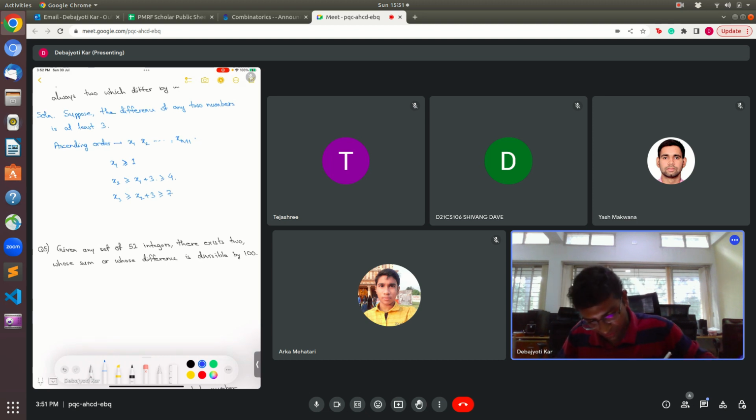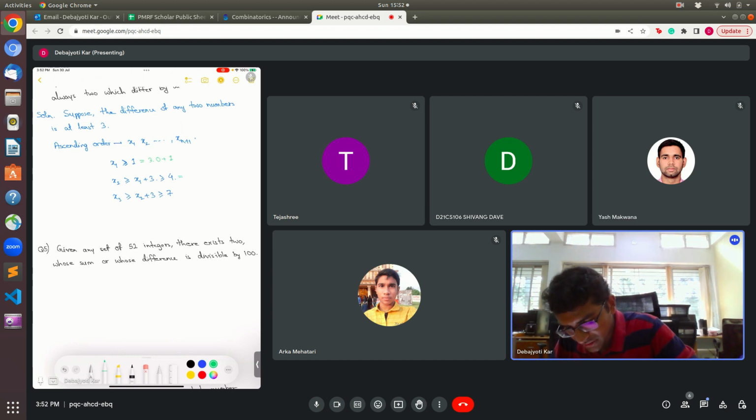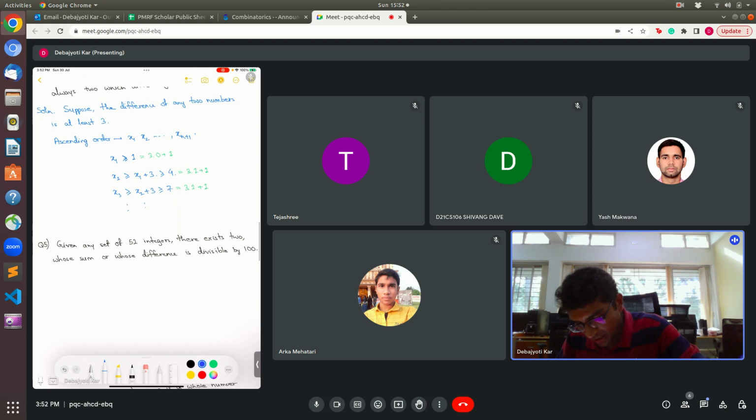So if you notice, what is this? 1 is basically 3 into 0 plus 1. This is 3 into 1 plus 1. This is 3 into 2 plus 1. Okay, so if we continue like this, then what will we get? That x(n+1) will be at least x(n) plus 3, and then by the same approach, this is going to be 3n plus 1.